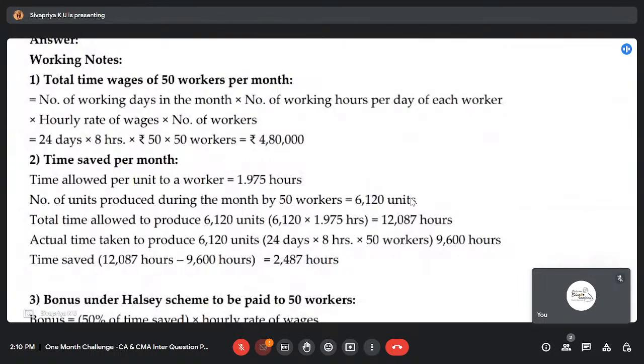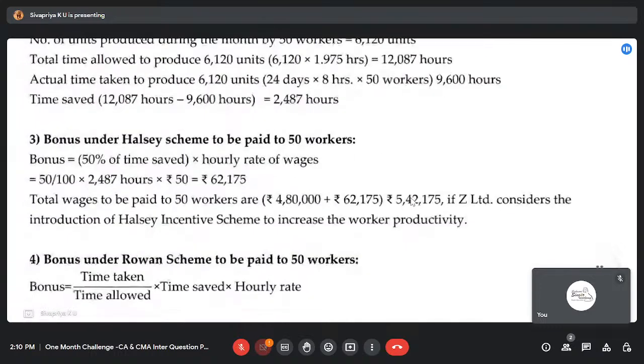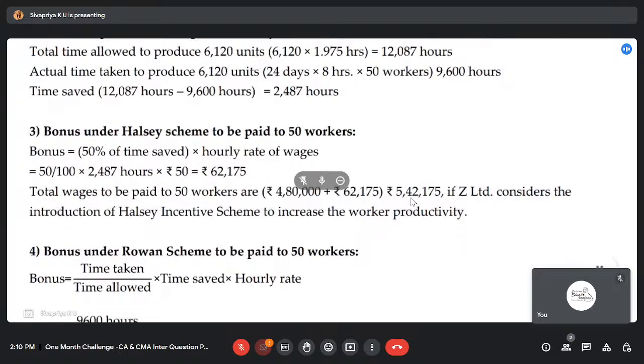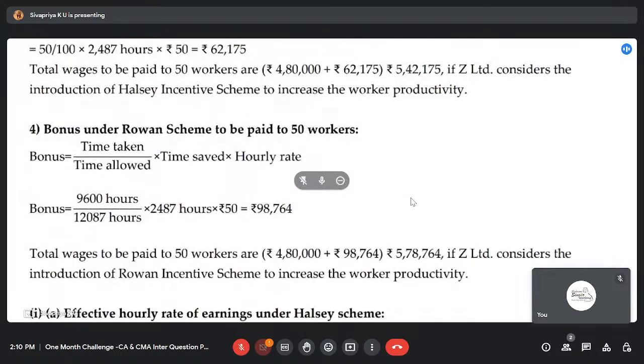So these are the working notes. Total time wages of 50 workers per month, 4,80,000. Time saved per month is 2,487 hours. Bonus under Halsey scheme to be paid to 50 workers. It is 5,42,175. Under Rowan scheme, it is 5,78,764.